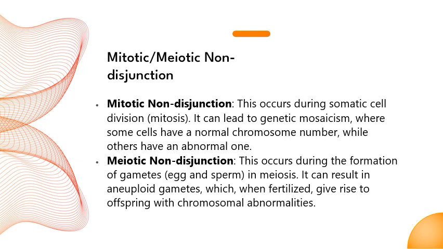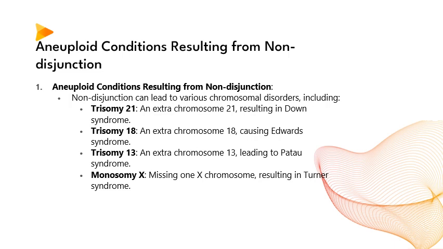Non-disjunction in meiosis 2 occurs when sister chromatids fail to separate, leading to one daughter cell with both chromatids and the other one with none. If a gamete with this abnormal chromosome number is involved in fertilization, it typically results in disomy, 2 copies of a chromosome in the offspring. So let's talk about some of these conditions that result from non-disjunction.